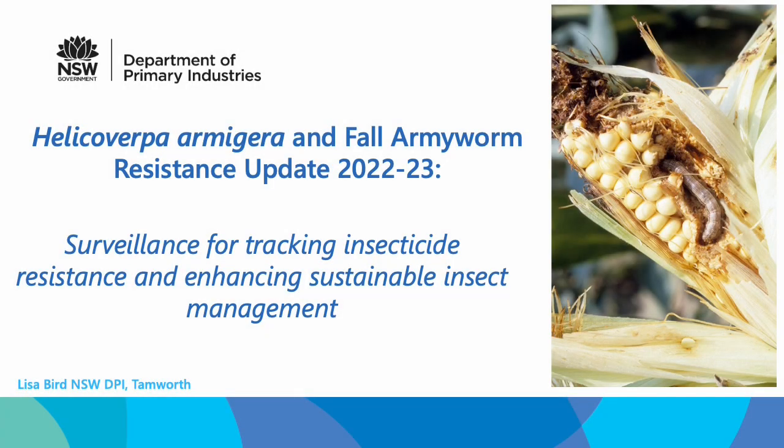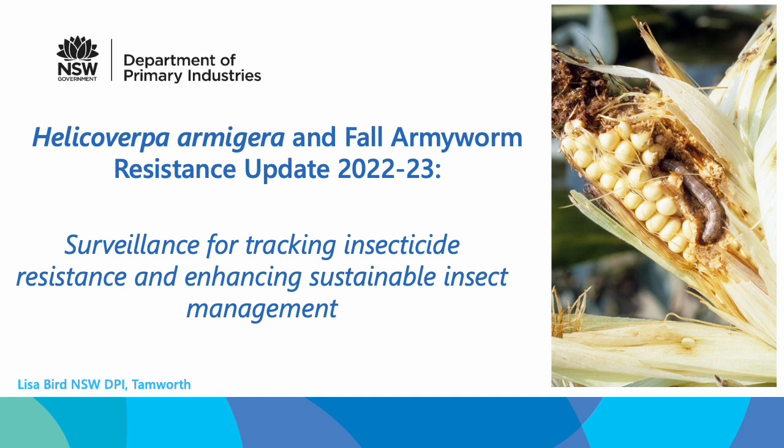So my presentation today is going to be focused on two major crop pests, Helicoverpa armigera and fall armyworm. Now I'm sure people will be very familiar already with Helicoverpa armigera and the challenges that come with managing that particular pest. And I guess people are also getting used to the idea of fall armyworm being part of the landscape as well, with it having seasonal presence in New South Wales over the last couple of years or so.